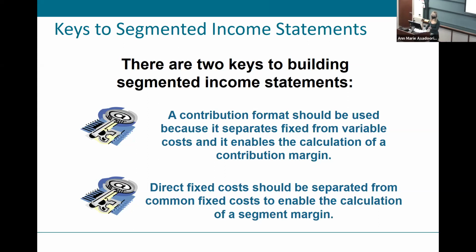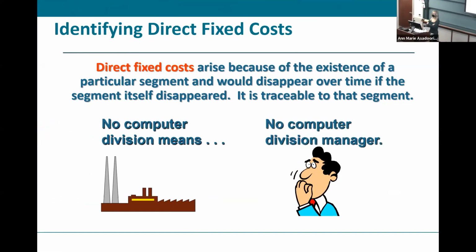So you're going to be holding that segment accountable for them. Common fixed costs are not caused by the segment, and they're not going to be part of your analysis. Let's talk a little bit more about this. You need to identify your direct fixed costs. This is the litmus test I'm going to give you. If you're looking at a fixed cost and asking, is it directly caused by this segment or not? You can say, if I were to eliminate this whole segment, would that cost go away? If the cost goes away, then clearly that segment is causing it, so it's going to be part of the evaluation.